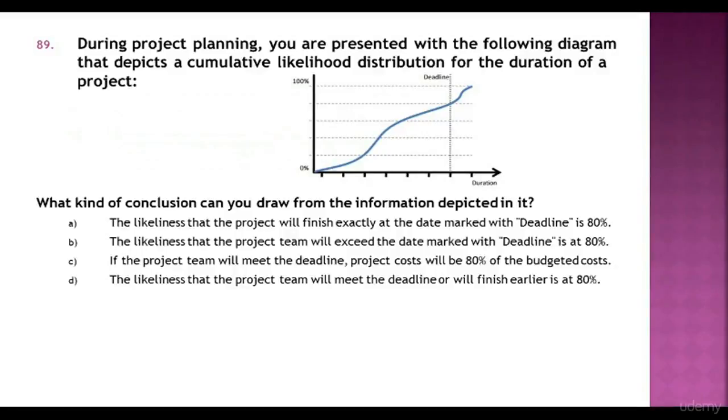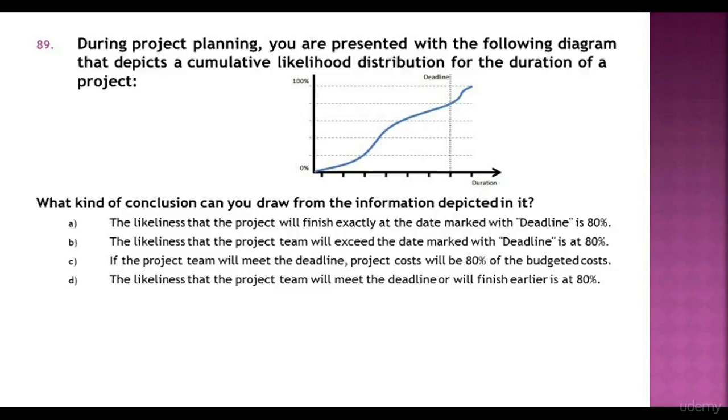Question 89. During project planning, you are presented with the following diagram that depicts a cumulative likelihood distribution for the duration of a project. What kind of conclusion can you draw from the information depicted in it? The likeliness that the project will finish exactly at the date marked with deadline is 80%. The likeliness that the project team will exceed the date marked with deadline is at 80%.